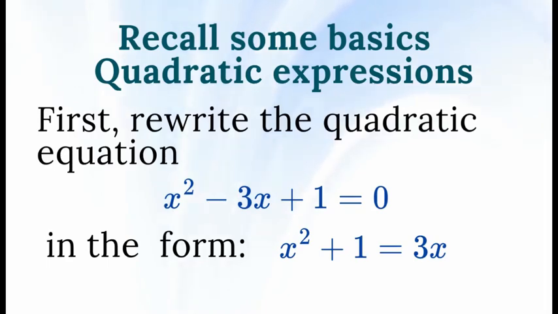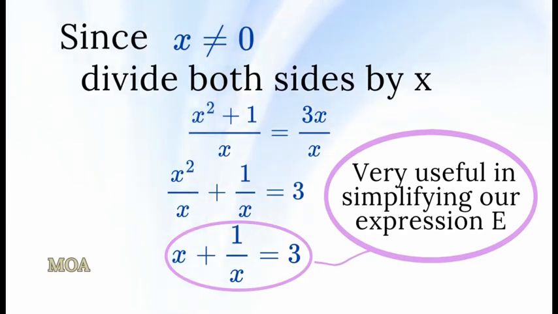Before solving the problem, let us recall some basic and essential facts about quadratics and algebraic manipulation. First, notice that we can rewrite the equation as x² + 1 = 3x. It is obvious that x is not equal to 0, so we can safely divide both sides by x. x + 1/x = 3. This identity will be very useful in simplifying our expression.